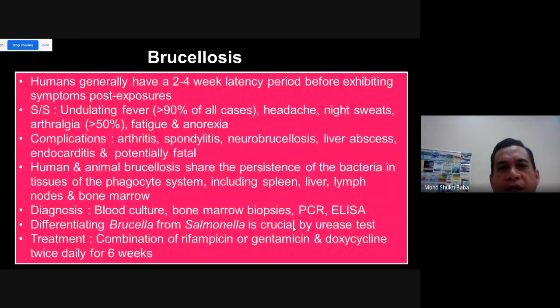Because Brucella melitensis adalah organism yang boleh menghasilkan urease. So when you do urease test terhadap brucellosis, dia akan positif. Okay, this is very crucial for you to differentiate antara Brucella dan Salmonella yang kita dah belajar minggu lepas, because Salmonella urease test dia adalah negatif. Alright, and then dia punya treatment. Alright, so itu saja tentang brucellosis.